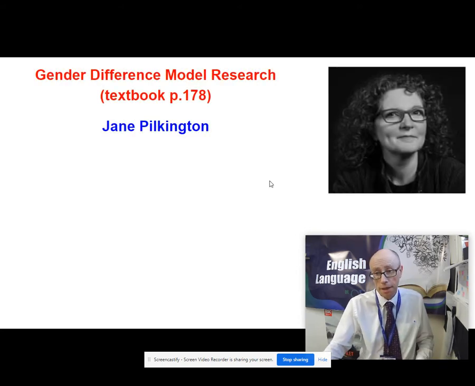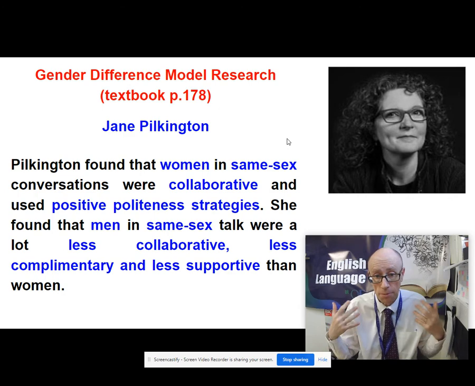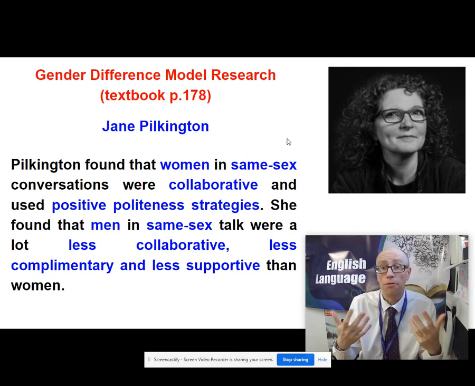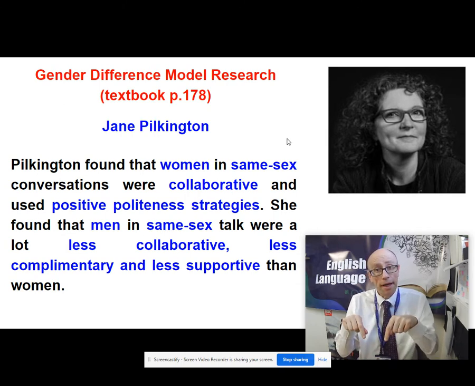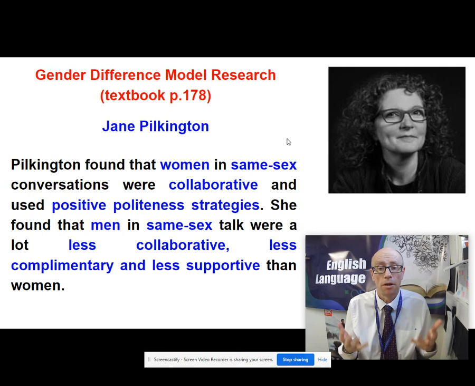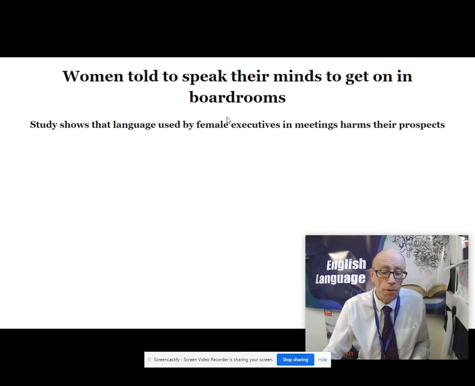So that's Jennifer Coates. You've also got Jane Pilkington. Jane Pilkington argues that women in same-sex conversations also are more collaborative, and they're more likely to use positive politeness strategies. So they're more likely to be overtly complimentary to their listener. She found that males, on the other hand, certainly in same-sex talk, were a lot less collaborative, a lot less complimentary, and they seemed a lot less supportive than the females. So you've got Coates and you've got Pilkington, and these are mentioned in the AQA textbook on page 178. So we'll wrap this up with a little bit of journalism.